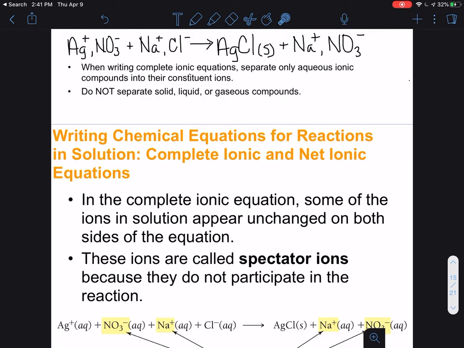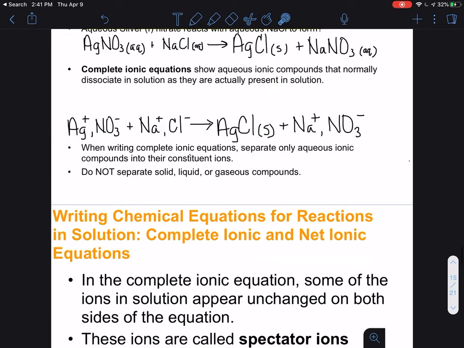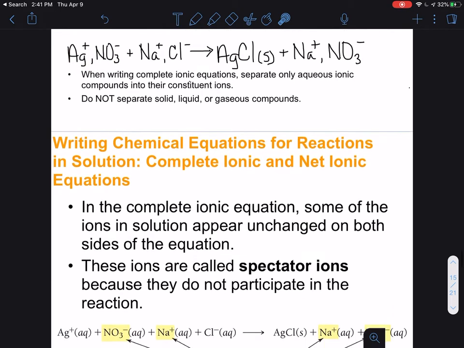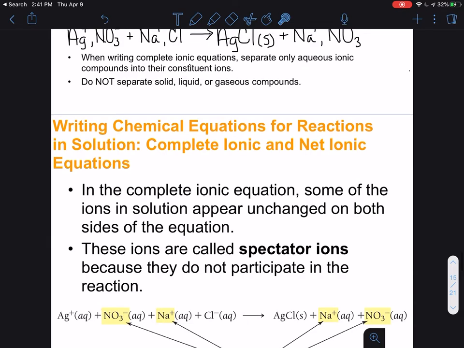Again, this is just a stylistic thing. I like to keep the comma there because it keeps things associated, like this broke up into that. Your book doesn't do that. It just does plus, plus, plus. So keep that in mind.